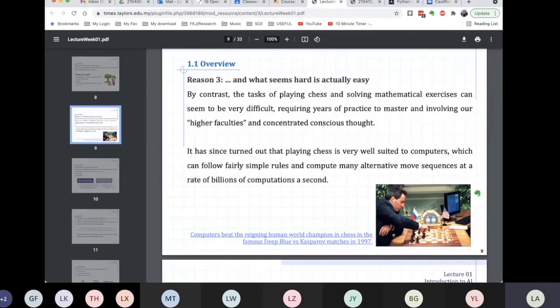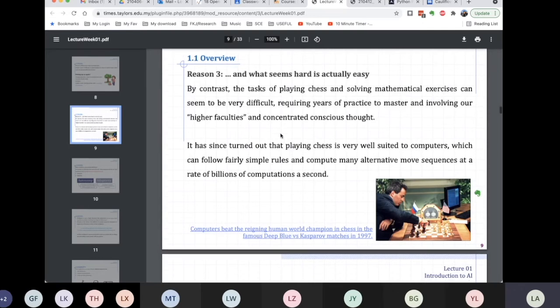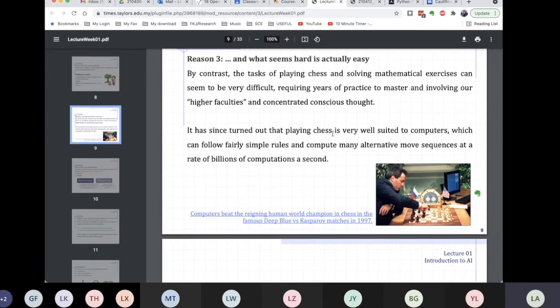For example, in playing chess. The task of playing chess and solving math exercises can seem very difficult for us, and may require years of practice to master, involving our higher faculties. But it turns out that playing chess is very suitable for computers, because we can just set certain rules, and the computer can compute different alternative move sequences at the rate of billions of computations a second.